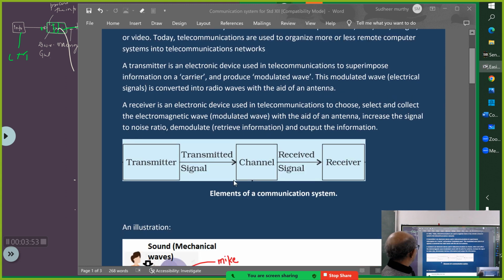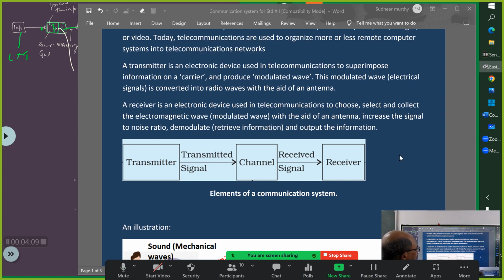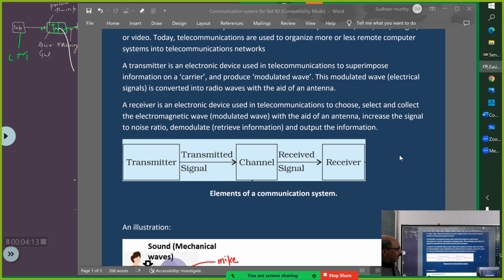Similarly, a receiver is an electronic device used in telecommunications to choose, select and collect the electromagnetic wave with the aid of antenna, increase the signal to noise ratio, demodulate, retrieve the information and output the information. So this is the function of the receiver. So receiver will choose, means, for example, say in your class there are many students who are talking, singing and all. Now all those sound is coming to your ear, correct? Yes, sir. Now you are interested in the sound of a particular person.